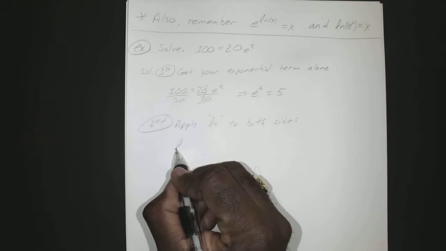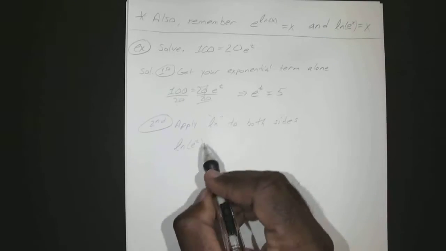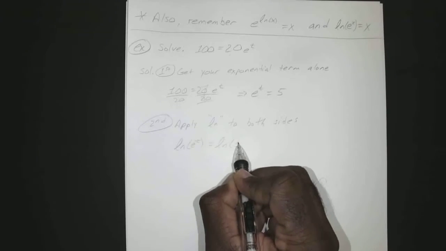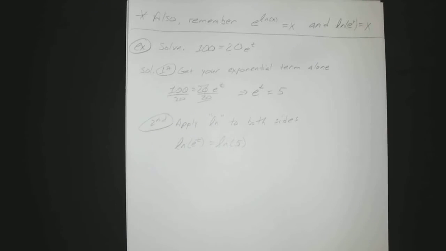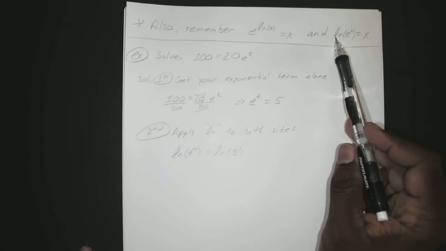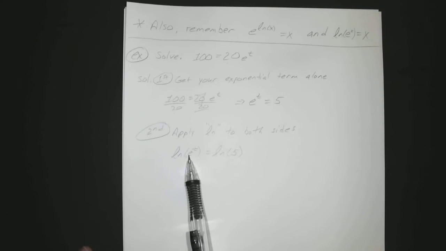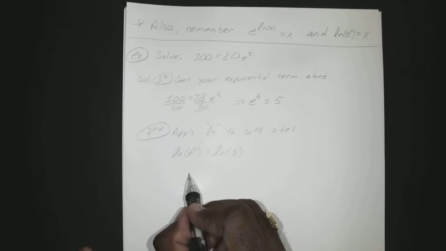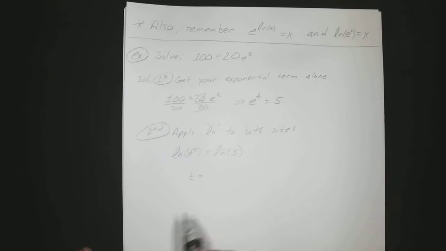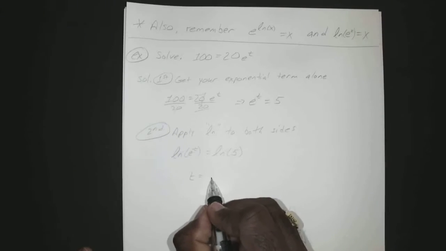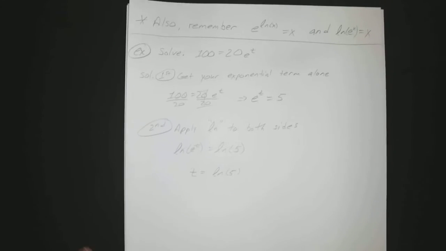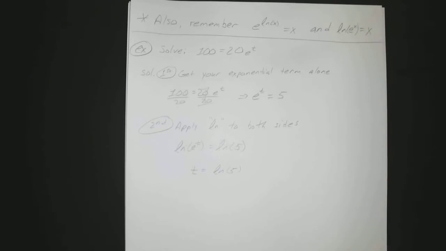That means the natural log of e to the power of t is going to equal the natural log of 5. Remember, the natural log of e to the power of anything, let's say x, is just going to equal x. So the natural log of e to the power of t is just going to equal t, because these two cancel each other out. So t equals natural log of 5. All right, so any questions on that one?